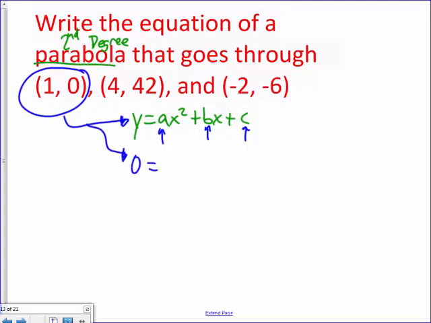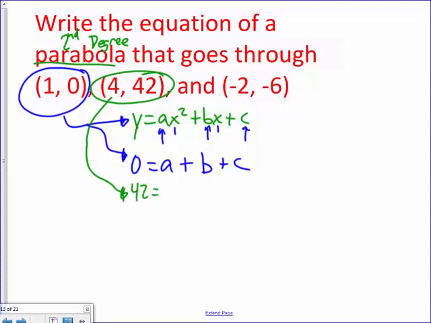0 for y, 1 for x. So 1 squared, 1, and then c. So you had a times 1 plus b times 1 plus c. There's an equation, and then so on and so forth. So keep going. So plug in the next point into there. 42 for y and 4 for x. So 4 squared is 16 and 4 for x. So I'd have 16a plus 4b plus c.